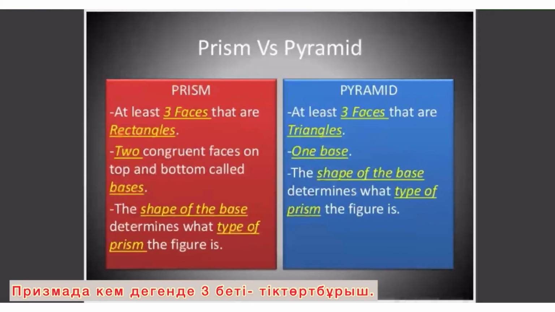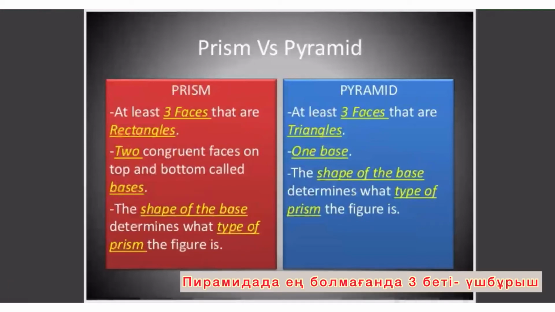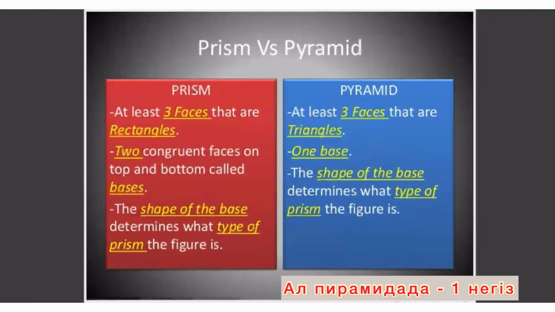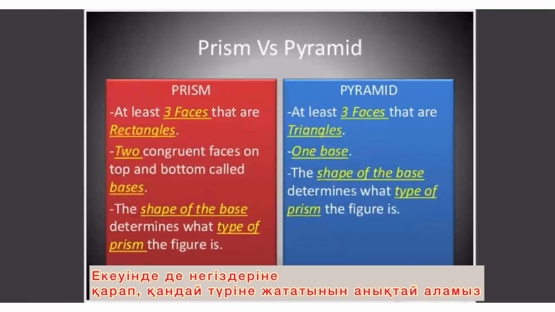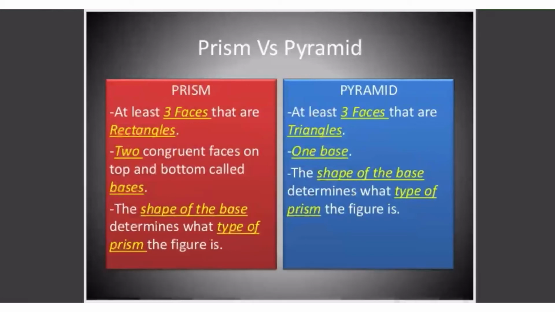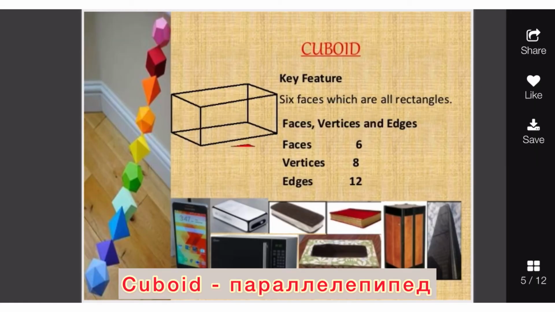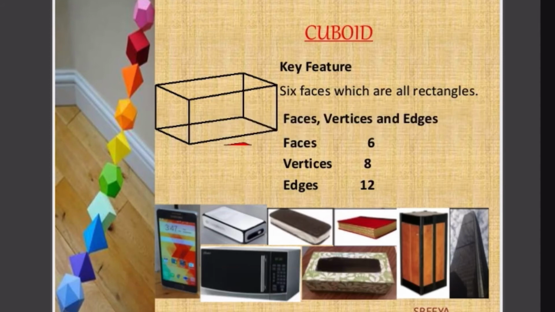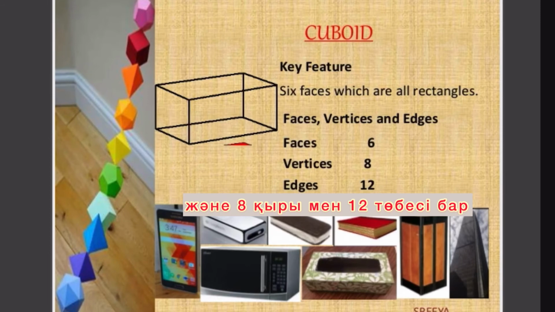Prism, at least 3 faces that are rectangles, but in pyramid, at least 3 faces that are triangles. In prisms, 2 congruent faces on top and bottom called bases, but pyramid has 1 base. In prisms, the shape of the base determines what type of prism the figure is. In pyramid, the shape of the base determines what type of pyramid the figure is. What about cuboid? It has 6 faces, which are all rectangles. 6 faces, 8 vertices, and 12 edges.